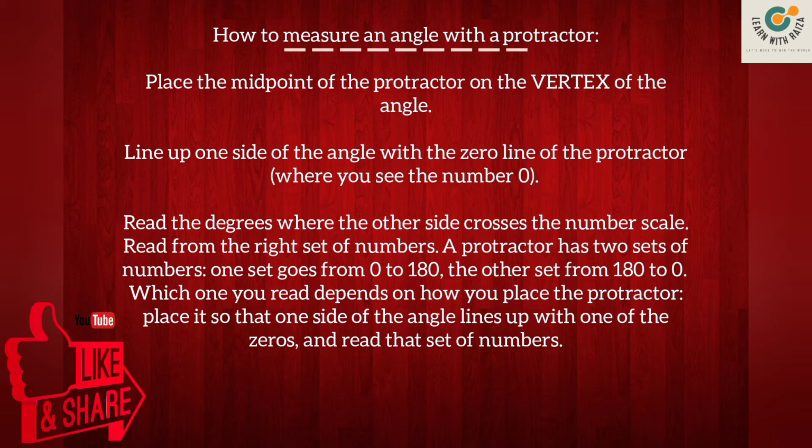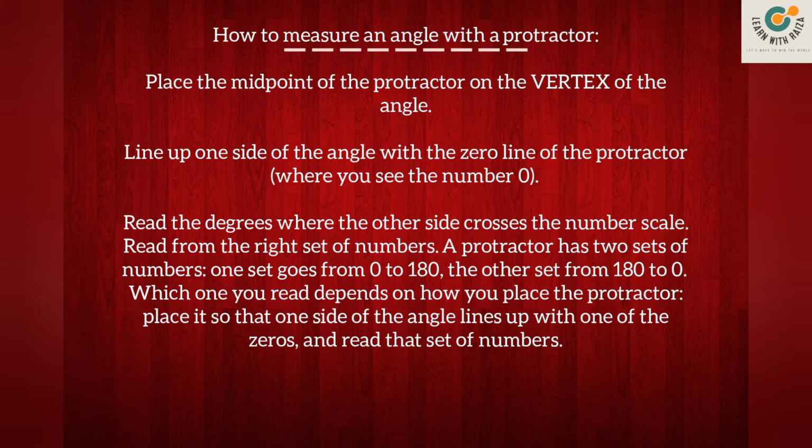Now let's see how to measure an angle with a protractor. First, you have to place the midpoint of your protractor on the vertex of the angle. Then line up one side of the angle with the zero line of the protractor. There you can see the number 0. Then you can read the degrees where the other side crosses the number scale. Start reading from the right set of numbers.